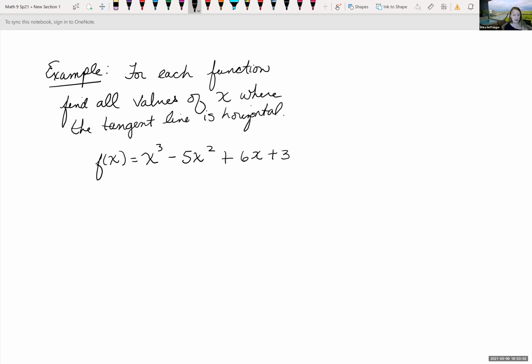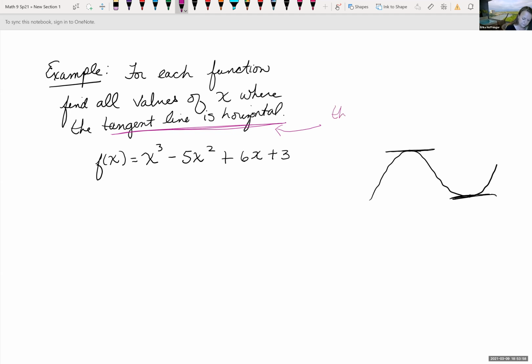Okay, so the next example says for this function f of x equals x cubed minus 5x squared plus 6x plus 3, we want to find all values of x where the tangent line is horizontal. So we have to decipher what that is actually asking. What do I know about a tangent line being horizontal? We know that tangent lines give the slope at any particular value on some function. Notice that on this function, my tangent line is horizontal. Well, if my tangent line is horizontal, that tells me that my slope has to equal 0.